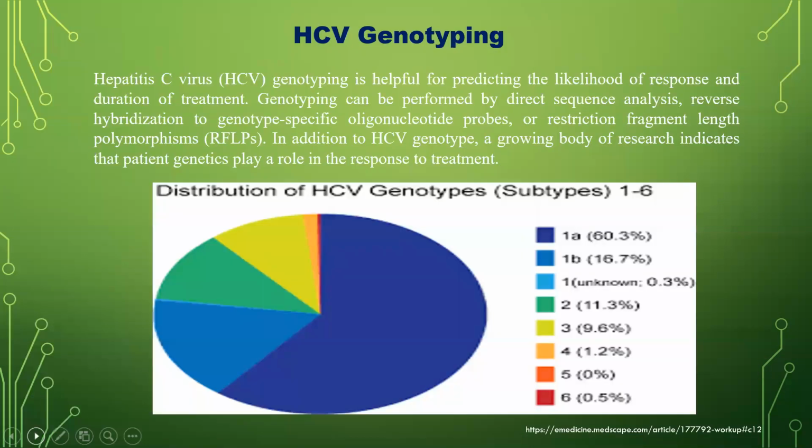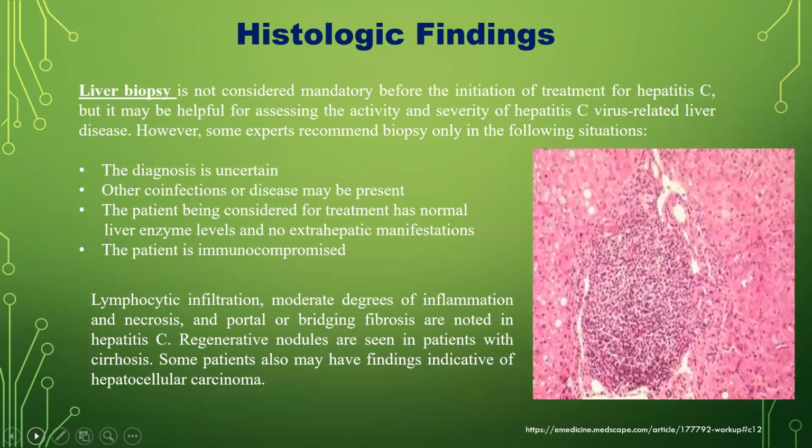be followed up. Hepatitis C genotyping is helpful for predicting the likelihood of response and duration of the treatment, and can be performed by direct sequence analysis, reverse hybridization of genotype-specific oligonucleotide probes, or restricted fragment length polymorphism. In addition to hepatitis C genotype, a growing body of research indicates that patients' genetics play a role in the response to treatment. Liver biopsy is not considered mandatory before the initiation of the treatment for hepatitis C, but it may be helpful for assessing the activity and severity of hepatitis C virus-related liver disease.